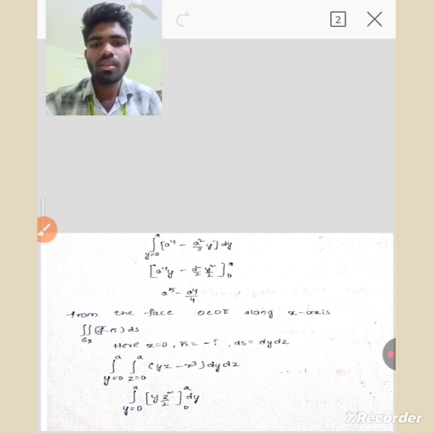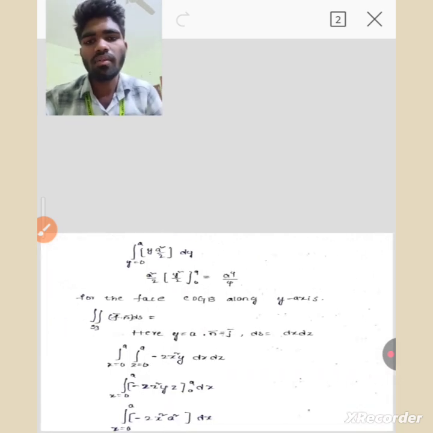From the another face OCD along the x-axis, integral over S of F bar dot n bar dS. Here x equal to 0 and n bar equal to minus i bar, dS equal to dy dz. Here the integral for y equal to 0 to a and z equal to 0 to a of yz, minus x cube, dy dz. Integrating with respect to z, we get y into z square by 2 with the limits a and 0, dy. By substituting the limits we get a power 4 by 4.